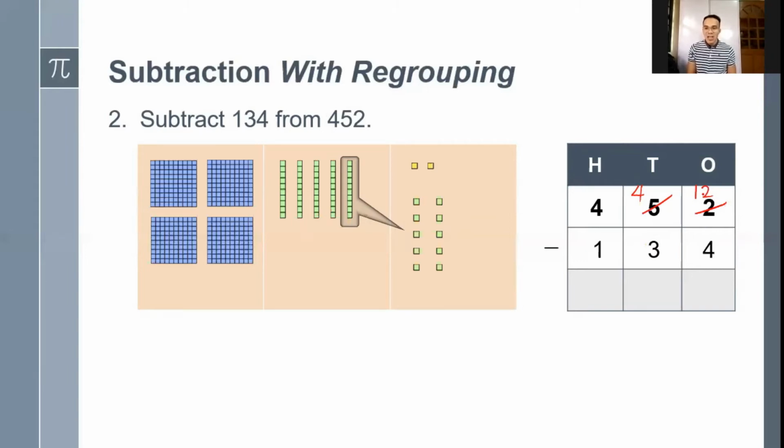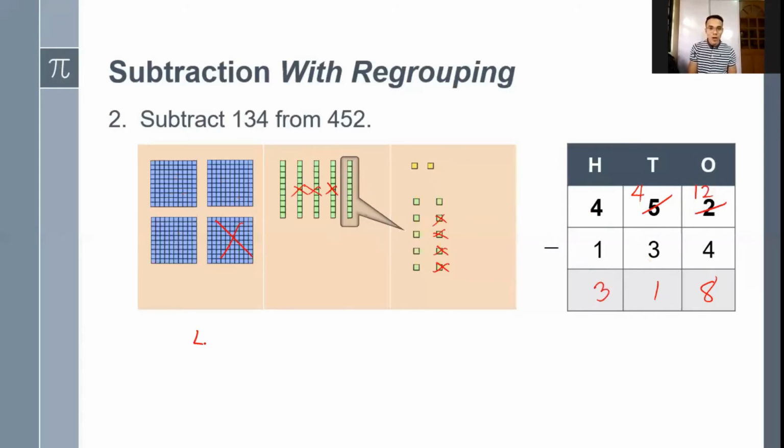Okay? 12 ones, take away 4, is equal to 1, 2, 3, 4, 5, 6, 7, 8. 12 minus 4 is 8. 4 tens, take away 3. You take away 3, 1, 2, 3. Therefore, 4 minus 3 is 1. 4 hundreds, take away 1. We have how many hundreds left? 1, 2, 3. 4 minus 1 is 3.